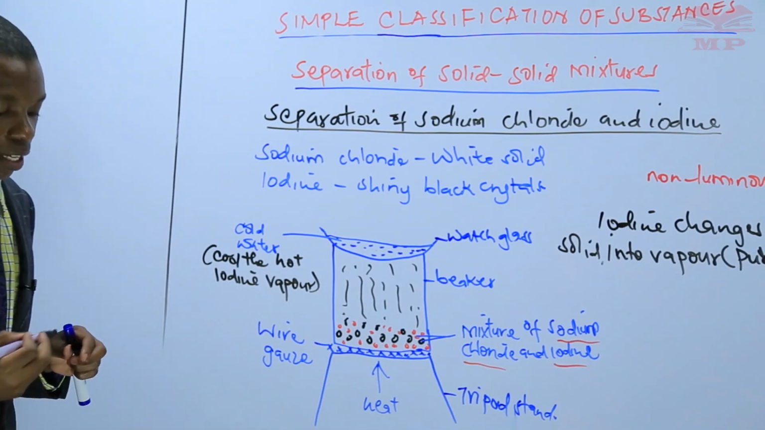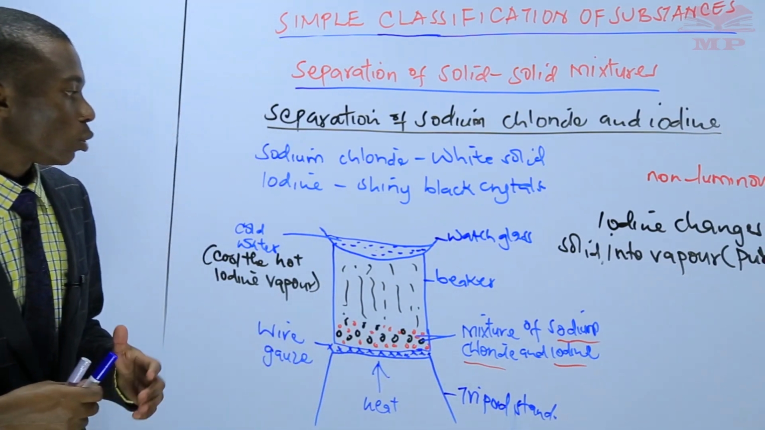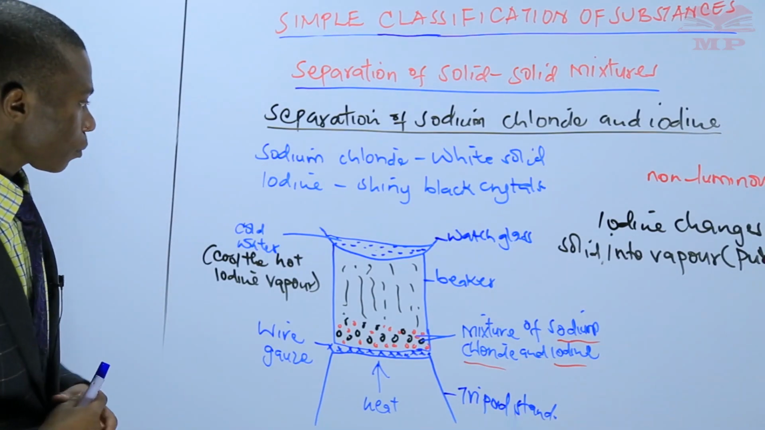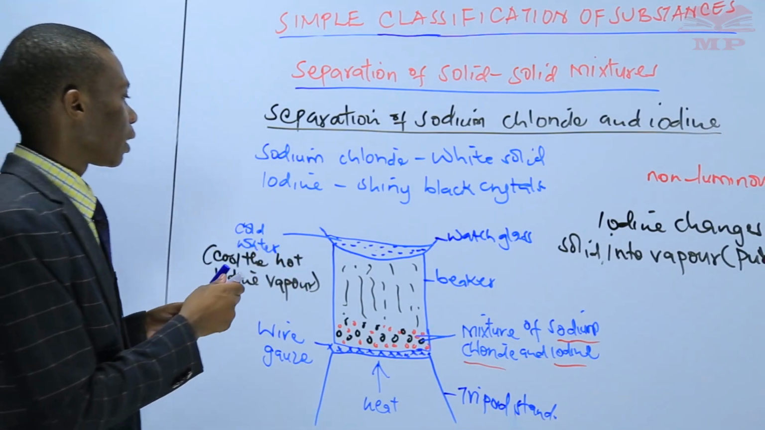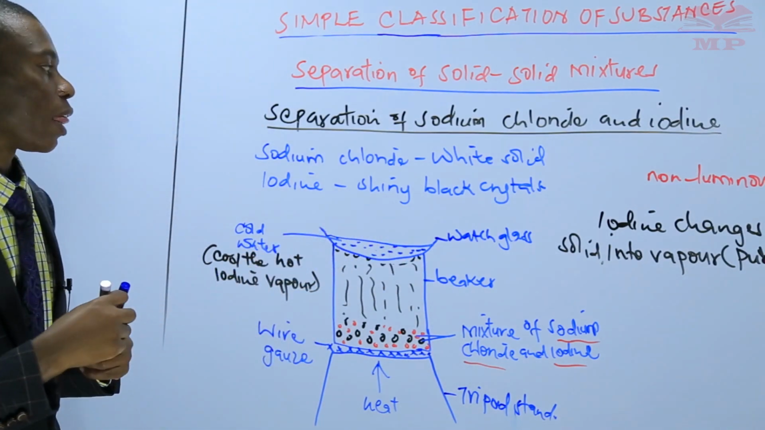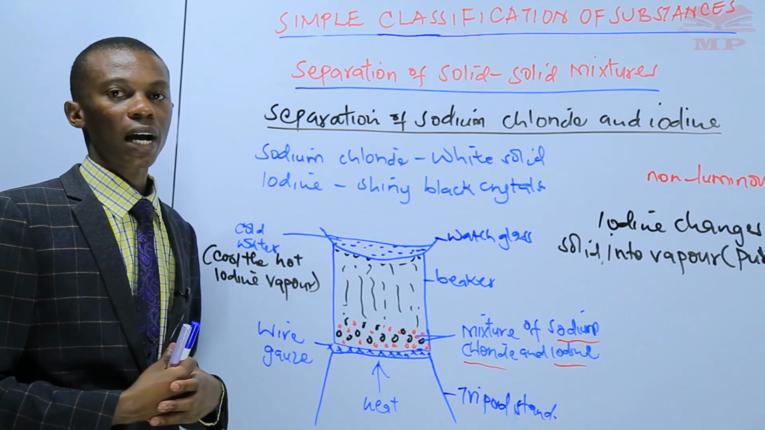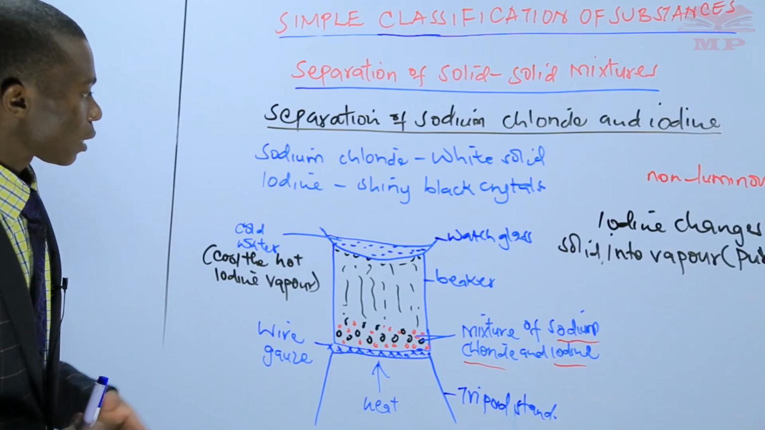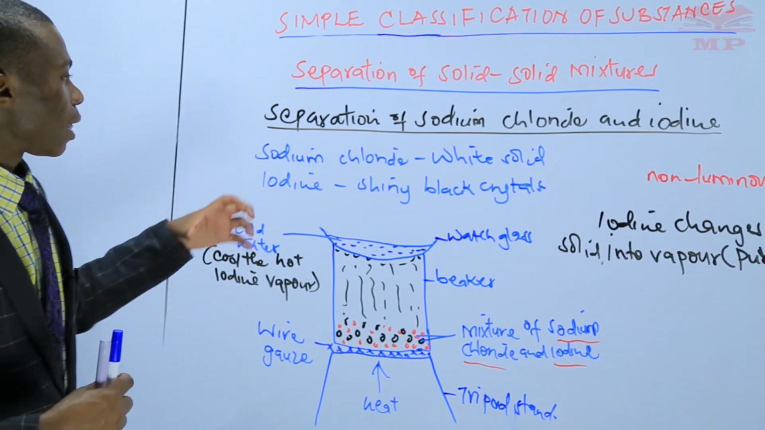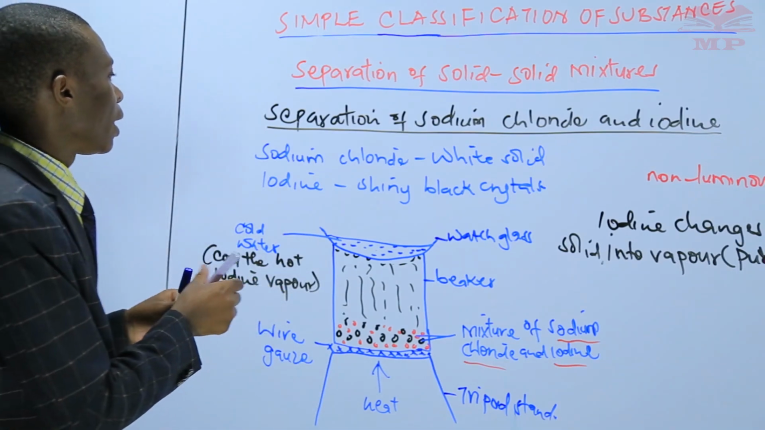To cool the hot iodine vapor. Therefore, iodine decomposes or changes from a solid to a gas directly. And after some time, we're going to see all the iodine will be at the bottom of that glass beaker. Once you remove that glass beaker after all the iodine has changed from solid to gas, then you pour this water and you leave it to cool. Then you realize that this purple iodine vapor changes back to shiny black crystals.